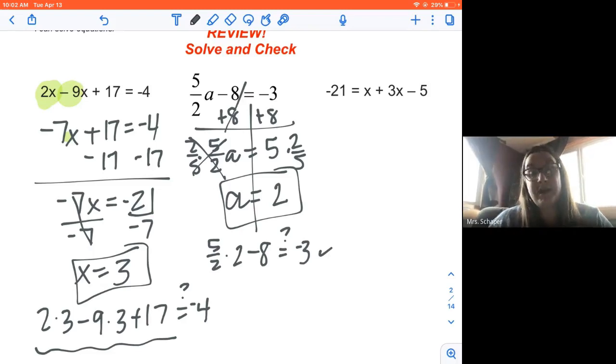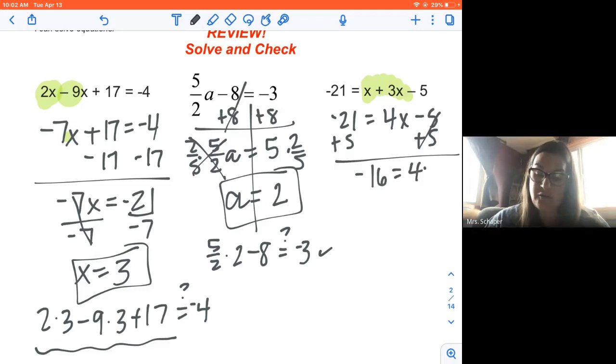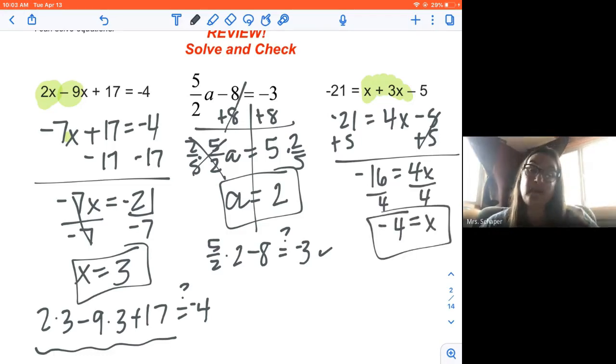One more before we get into some distributing. We want to combine these like terms. If you don't see a number before the variable, we assume it's a 1. So -21 is equal to 4x minus 5. What we want to do is make sure that we're adding 5 to both sides. And so -16 is equal to 4x. We're going to divide both sides by 4. X equals -4. There we go.